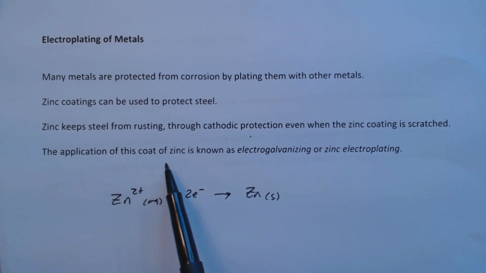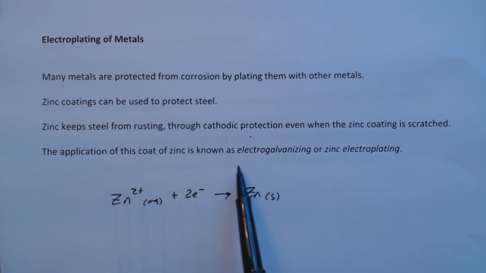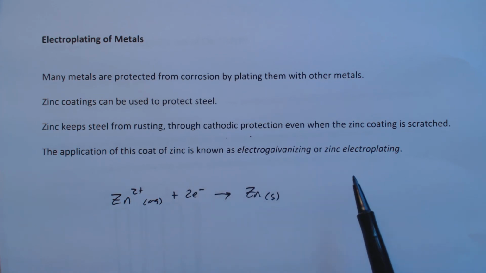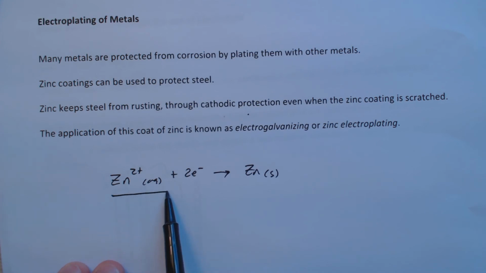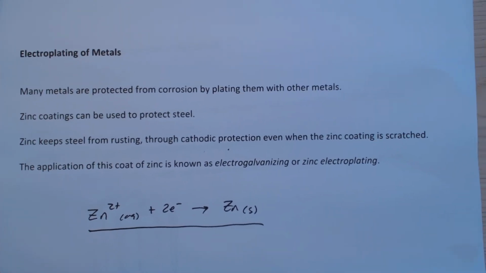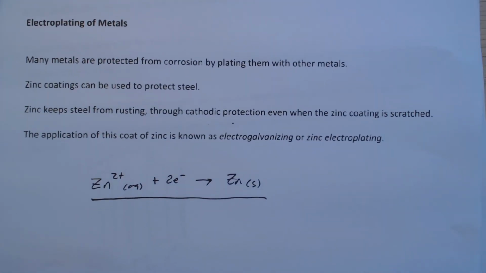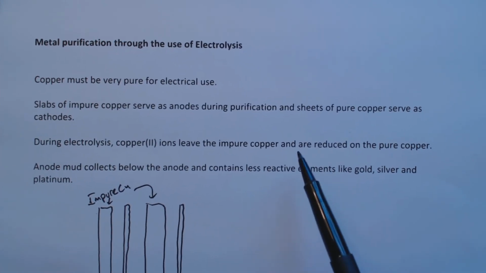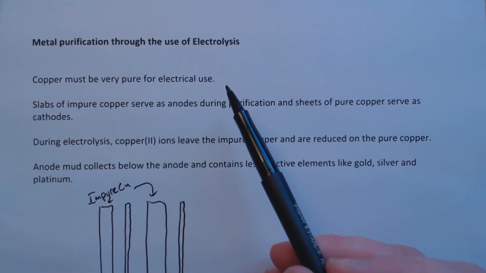So this application of zinc is known as electrogalvanizing. A coating of zinc is called galvanizing. So doing it this way is electrogalvanizing or zinc electroplating. And the reaction is very simple. At the surface of the metal that you're covering, which is going to act as the cathode, the zinc ion will react with 2 electrons in solution to form zinc solid right on the surface. And of course we have to put energy into the system to get that to happen. Another thing we can do with electrolysis is metal purification.